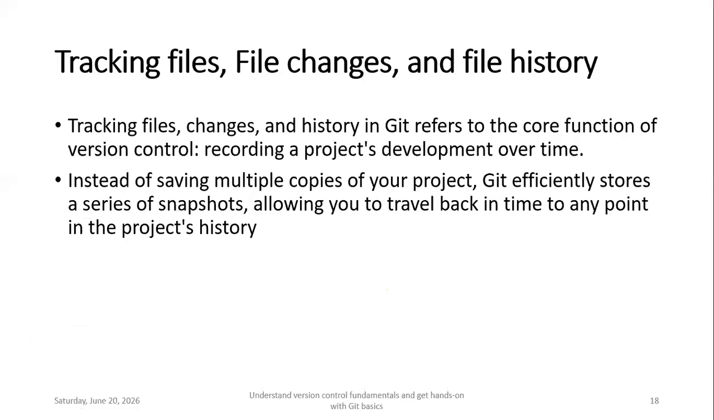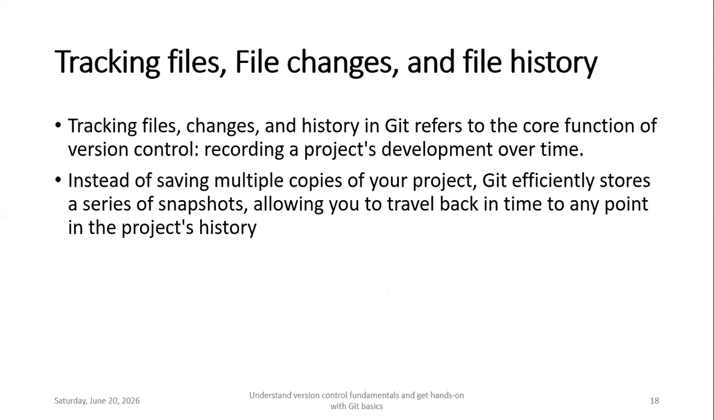So, when we say tracking files or file changes and file history, what do we mean? This is the core function of version control, because version control records everything you are doing in your project over time. So it just saves those snapshots. When you commit, it saves the snapshots.